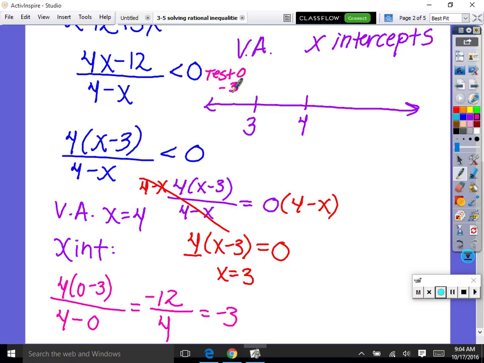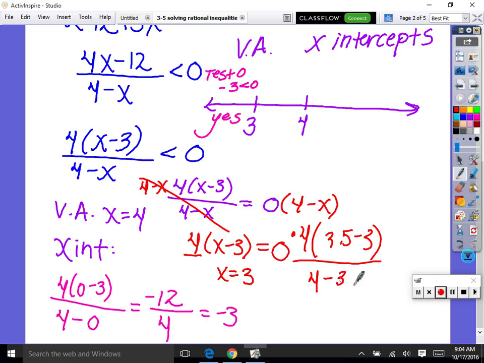Is negative 3 less than 0? So we'd say yes, so that's going to be in our solution. Does everybody understand how I'm doing this? Okay, let's test between 3 and 4, so 3.5. Okay, so let's plug it in. So it'll be 4, testing it right here, and then 3.5 minus 3 over 4 minus 3.5.